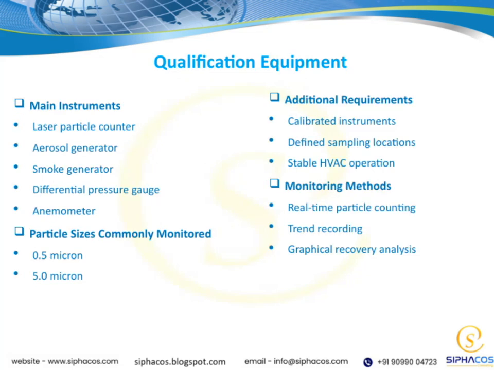When it comes to qualification equipment, there are a few key requirements we need to keep in mind. Instruments must be calibrated, sampling locations clearly defined, and HVAC systems stable throughout the process. For monitoring, we rely on real-time particle counting, trend recording, and graphical recovery analysis to get a full picture. The main tools include laser particle counters, aerosol and smoke generators, differential pressure gauges, and anemometers. Typically, we focus on particles around 0.5 and 5 microns, sizes that really matter for contamination control.